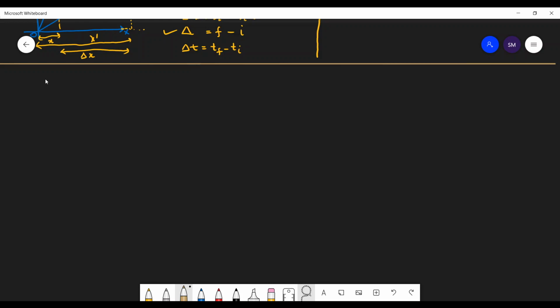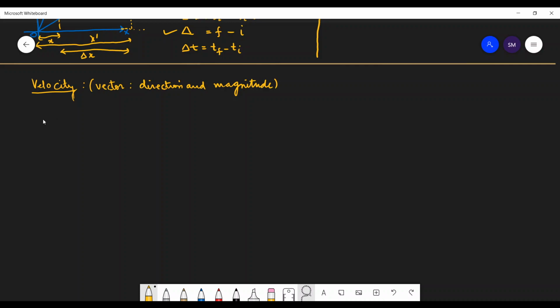So the next topic we are going to study is velocity. Velocity is a vector quantity, and as we all know, vectors have two things: direction and magnitude. So whenever we write any vector, we need to write its direction and magnitude.